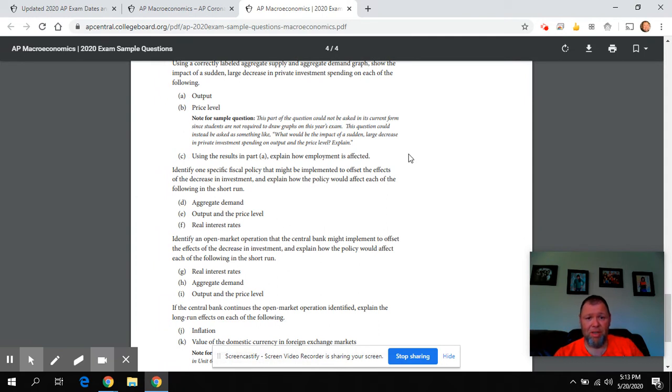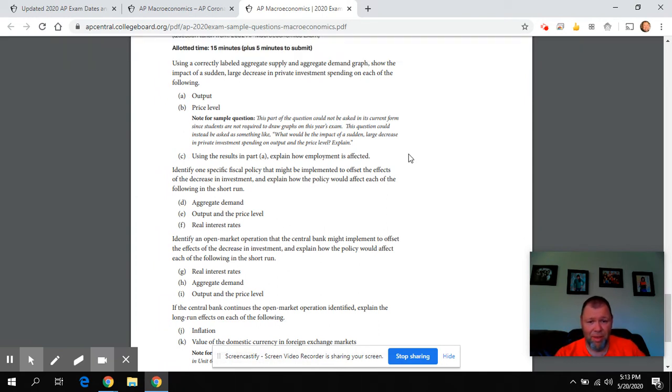So if there was a large sudden decrease in private investment, what'll happen to output and price level? Explain. Remember what adds up, what aggregate demand is. C, I, G, X: consumer spending, investment spending, government spending, net exports. So if there is a sudden large decrease in investment, so I suddenly drops real low, what'll happen to output? That's going to decrease aggregate demand, so output will fall.